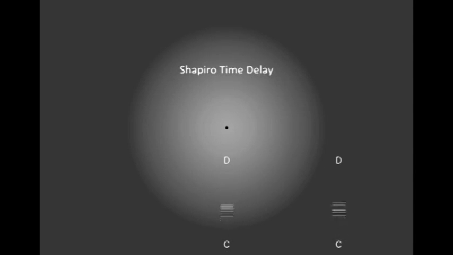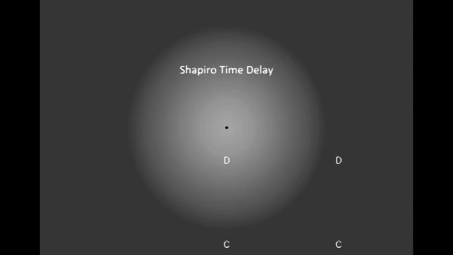In 1964, Irwin Shapiro predicted a time delay for radar beams bounced off Venus. He proposed to measure the round-trip travel time when the Earth, Venus, and the Sun are most favorably aligned. This is known as gravitational time delay. Position C on the left represents the Earth. Position D on the left represents Venus, and the black dot now represents the Sun.